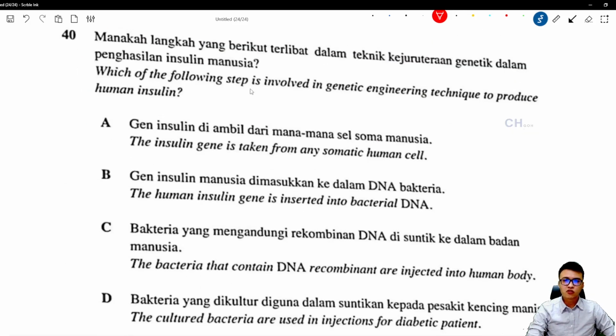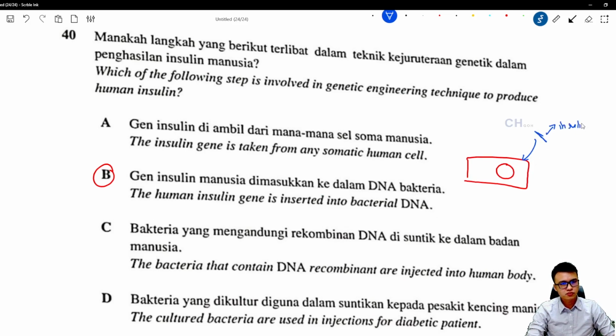Question 40. Which of the following steps is involved in the genetic engineering technique to produce human insulin? The answer here should be B. The human insulin gene is inserted into the bacterial DNA. So we do something like this. Let's say this is the bacterial plasmid. We are going to insert our gene, the insulin gene. We want to put it into the plasmid of the bacteria so that this bacteria can produce the insulin. This is one of the genetic engineering techniques. So the answer is B.